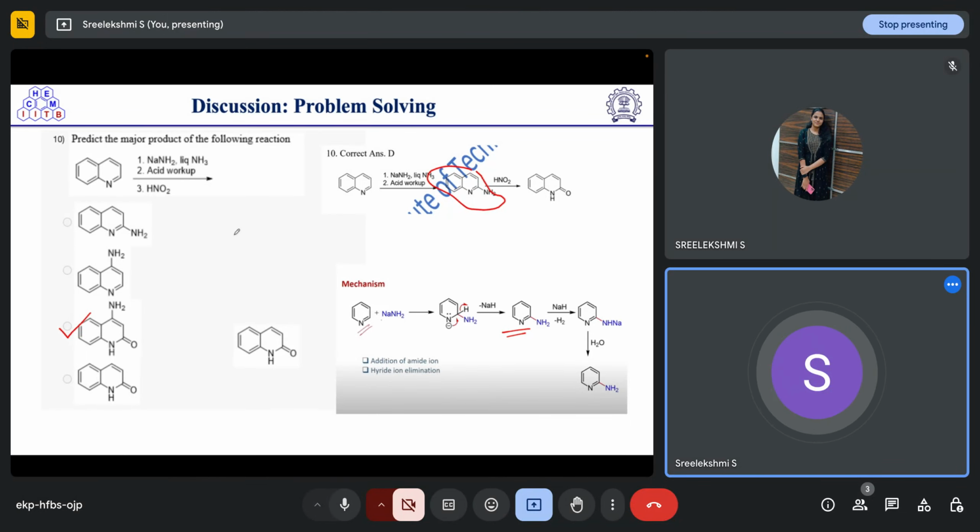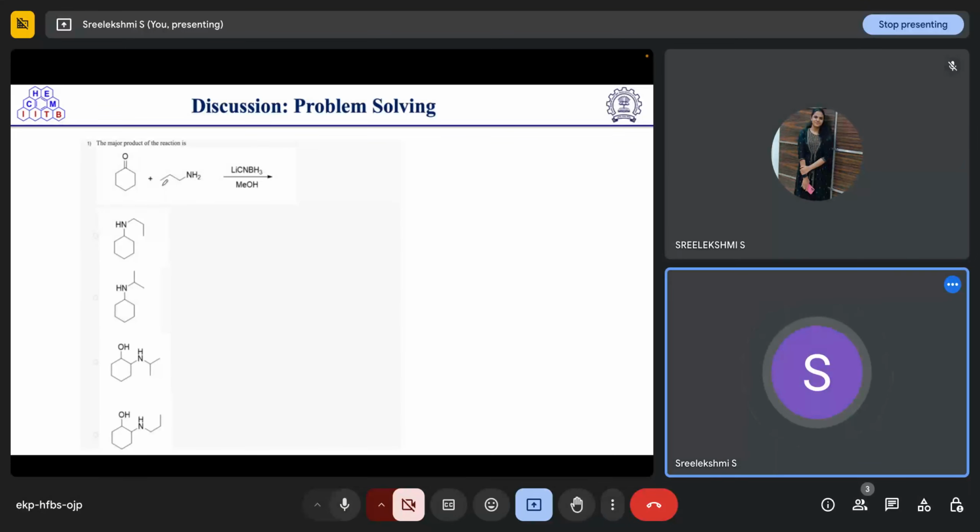So that was the last question of this week 9 tutorial session, the last question about the week 9 lecture videos. So far we have seen several named reactions related to aromatic nucleophilic substitution reaction. Now we will move on to the discussion of week 6 assignment questions. The first question was this one, the major product of this reaction.